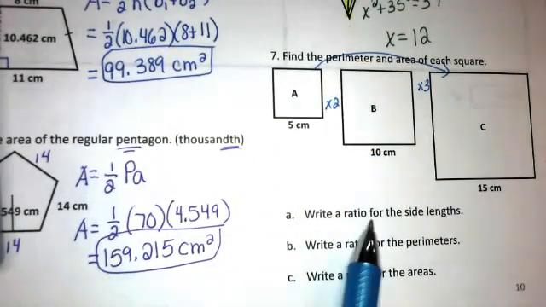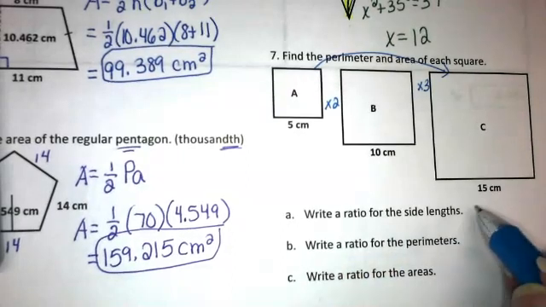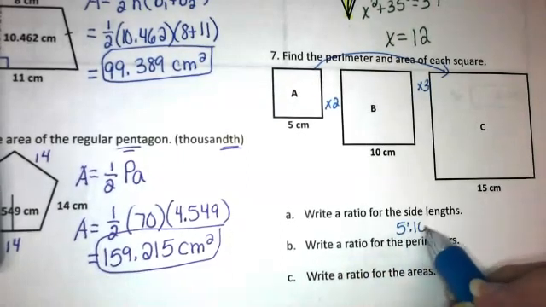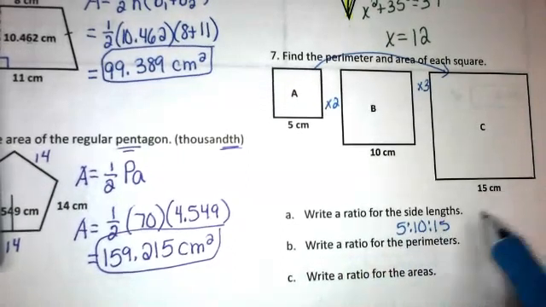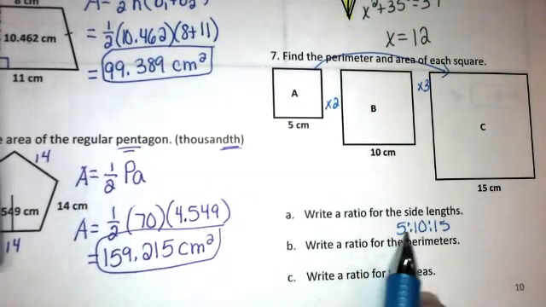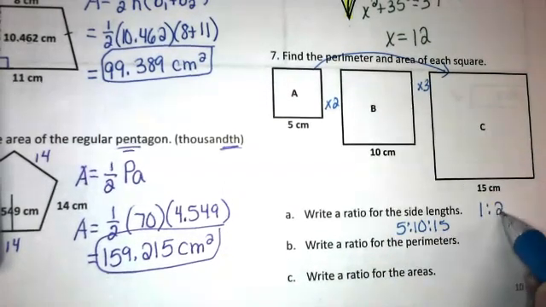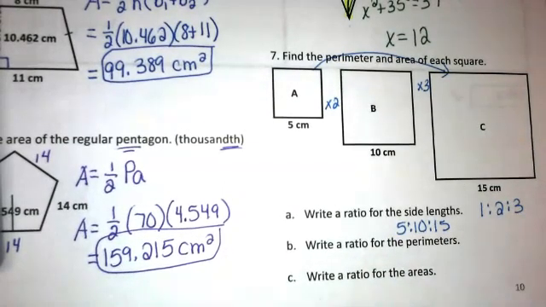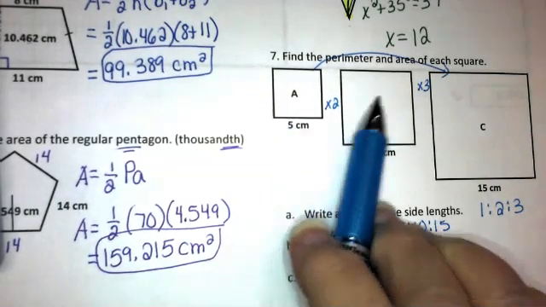First of all, it says write the ratio for the side lengths. Well, the side lengths were 5, 10, and 15. If I reduce those by dividing everything by 5, I get 1, 2, 3. So we did times 2, times 3.